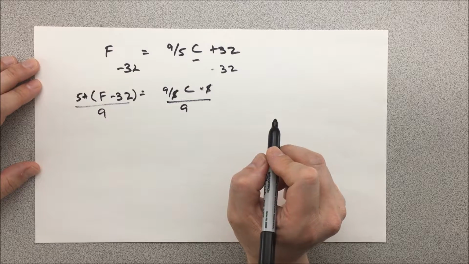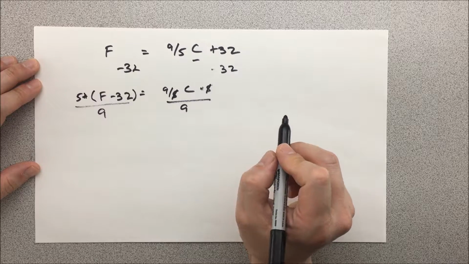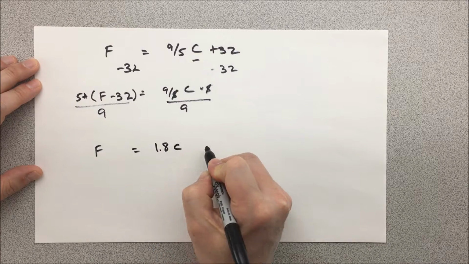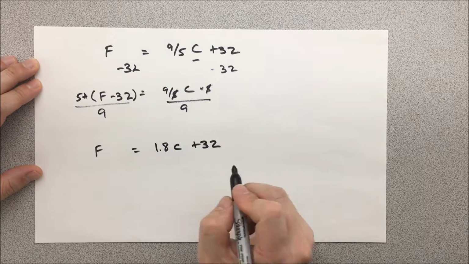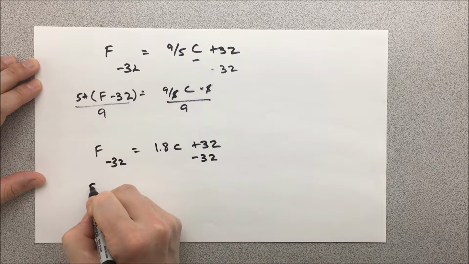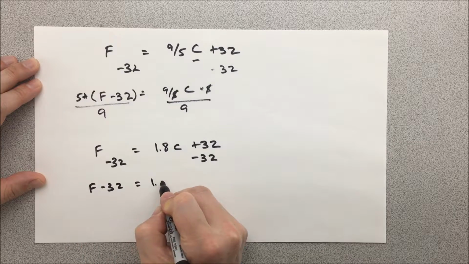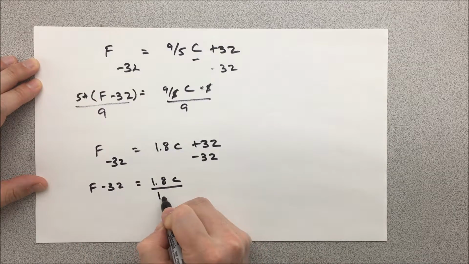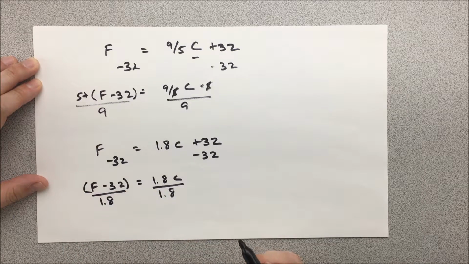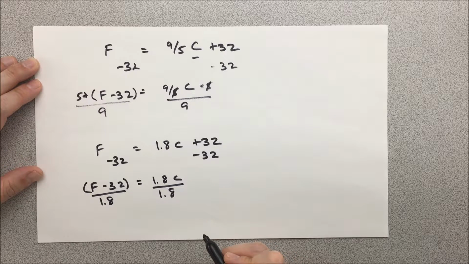Some kids may not like the 9/5, so they may be tempted to convert the 9/5 into 1.8. If you follow the exact same steps, you would subtract both sides by 32. Everything looks good so far, but when you divide both sides by 1.8, the equation looks a little bit strange, and it may not be in a format that's usually on a test or a standardized test. So therefore, it's really best to keep it as an improper fraction.